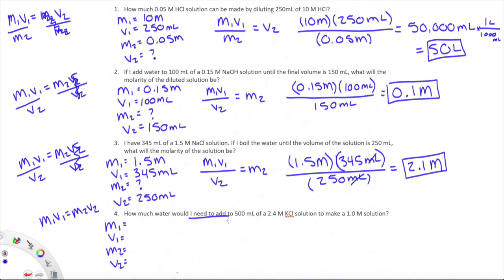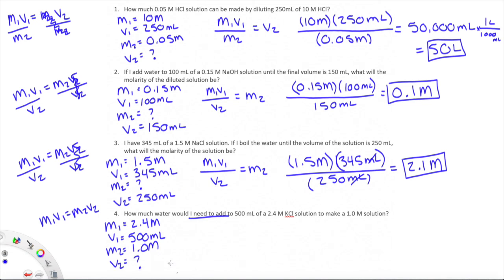So my initial volume is 500 milliliters. And my initial concentration is 2.4 molar. And it wants me to perform a dilution and make a 1 molar solution. So I'm trying to make a less concentrated solution. And so I'm calculating my final volume.